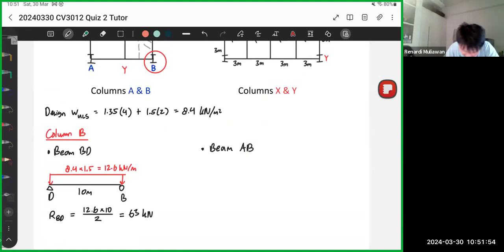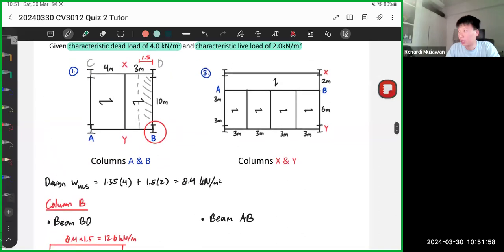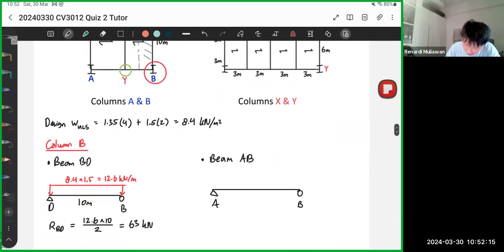Okay, beam AB, right? Again, we need to check UDL and point load first. Well, we have a point load here at Y, right? We have a point load here. So if we draw it, it should look like this. So this AB, we have point load 4 meters and 3 meters.